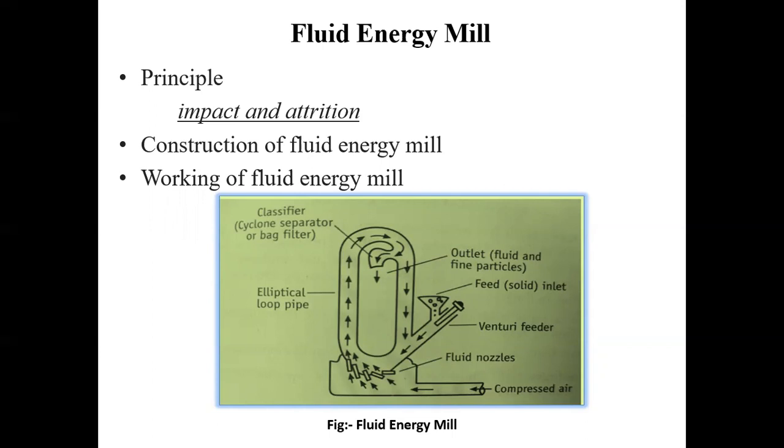Now construction. The fluid energy mill consists of an elliptical pipe. It is actually the shape of the pipe, elliptical shape, which has a height of about 2 meters and diameter ranging from 20 to 200 millimeters. The mill surface may be made of either soft stainless steel or tough ceramic.